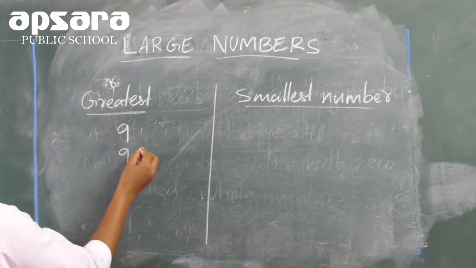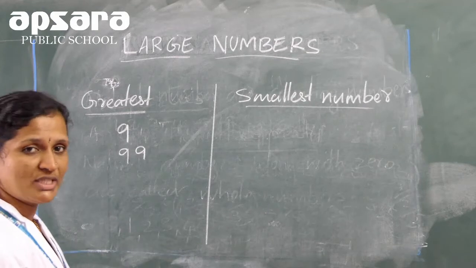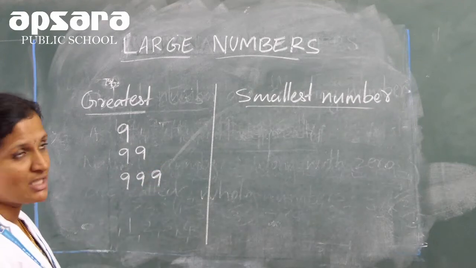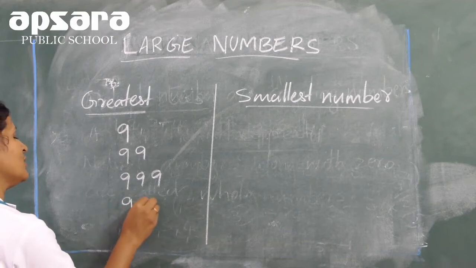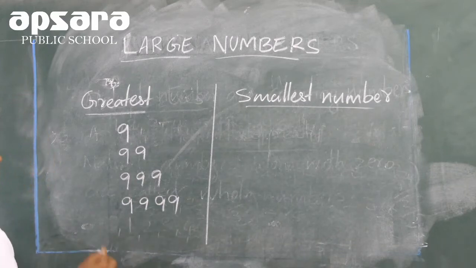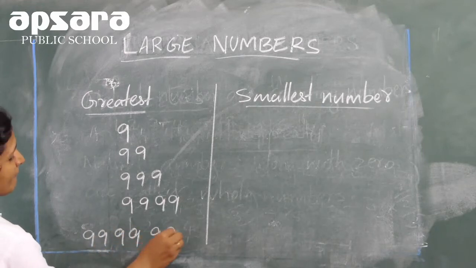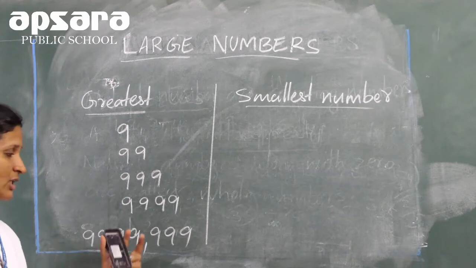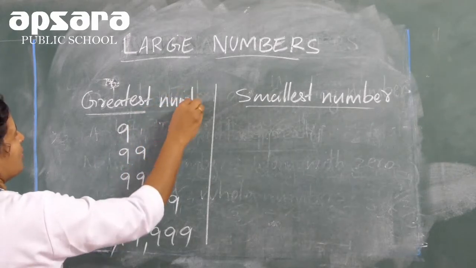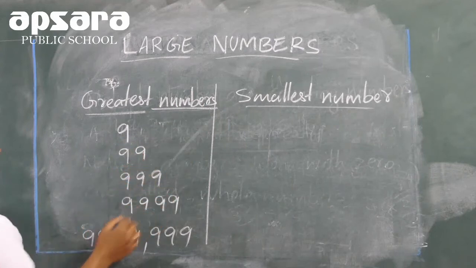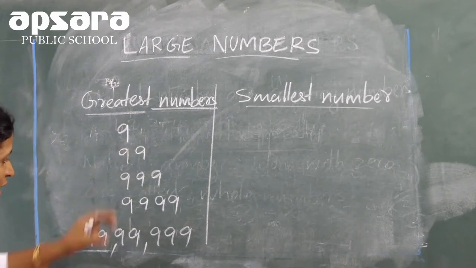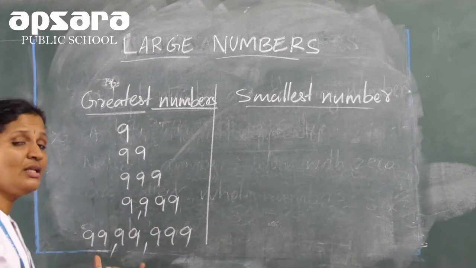The greatest two-digit number is 99. The greatest three-digit number is 999. Which is the greatest four-digit number? 9999 is the greatest four-digit number. Which is the greatest seven-digit number? 99,99,999. Means when you write greatest numbers, we use only the digit 9. Greatest one-digit number is 9. Two-digit is 99. Three-digit 999. Four-digit we write four 9s. And the seven-digit number we write seven 9s, etc.